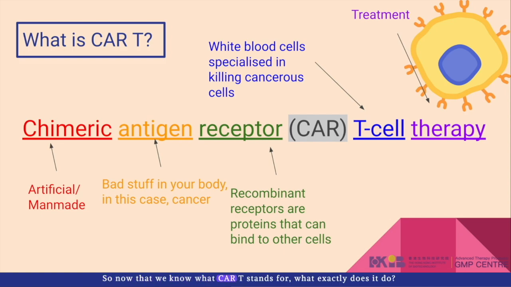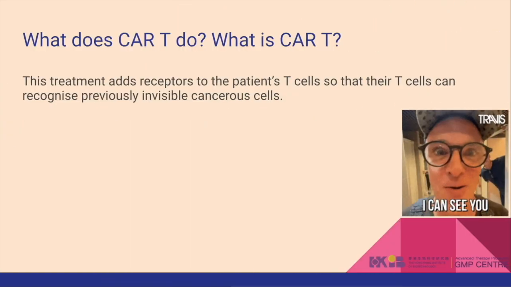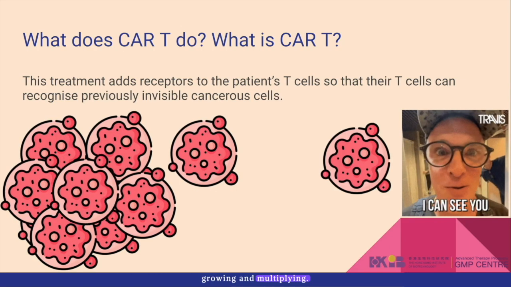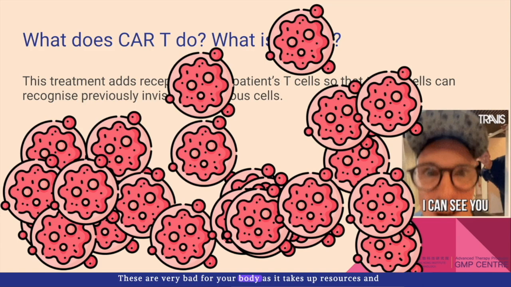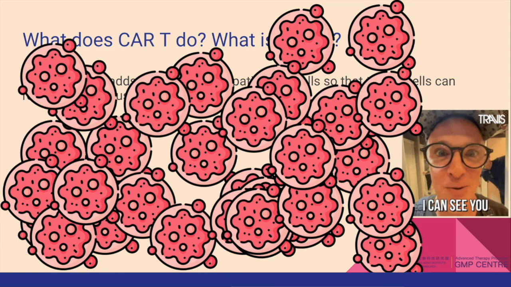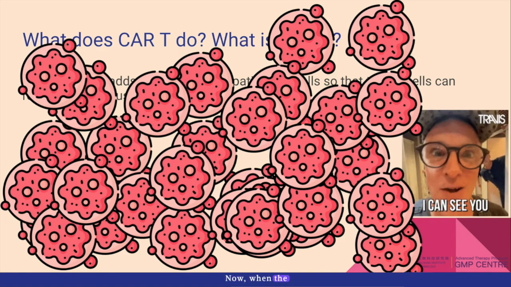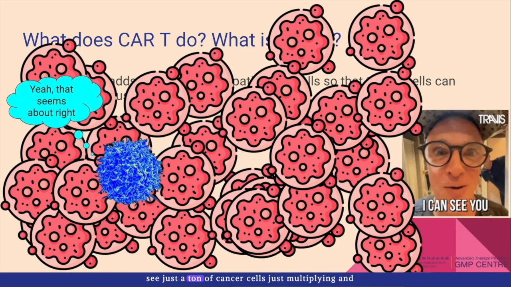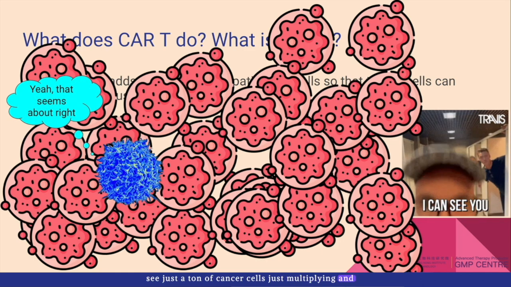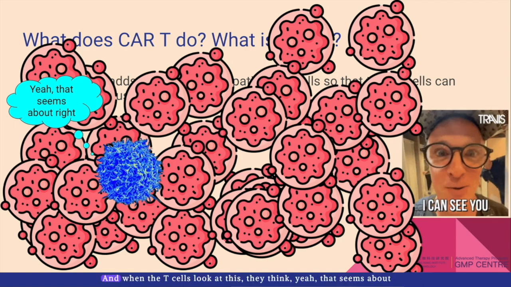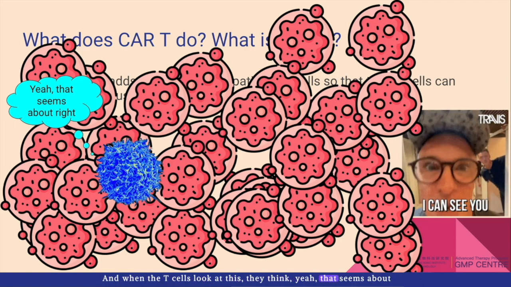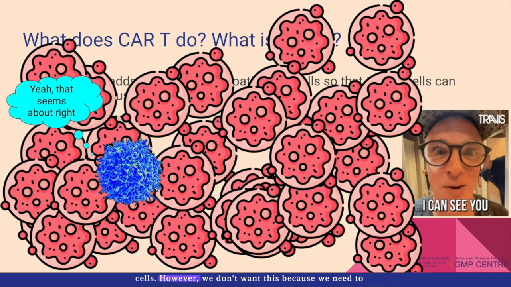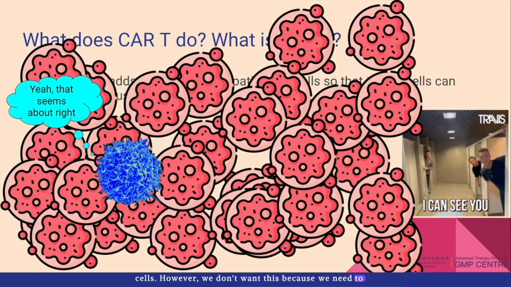So now that we know what CAR T stands for, what exactly does it do? So basically, in your body, you have a ton of cancer cells that are growing and multiplying. These are very bad for your body as it takes up resources and space. Now, when the T cells come over to check on the cells, they will see just a ton of cancer cells multiplying and multiplying and multiplying. And when the T cells look at this, they think, yeah, that seems about right, because the cancer cells are concealing themselves from the T cells. However, we don't want this because we need to get rid of the cancer cells.